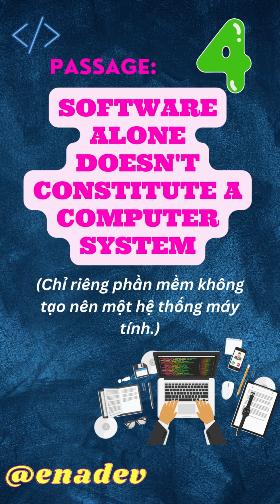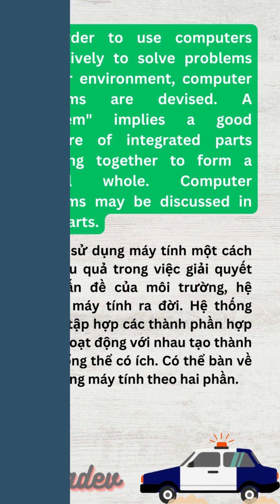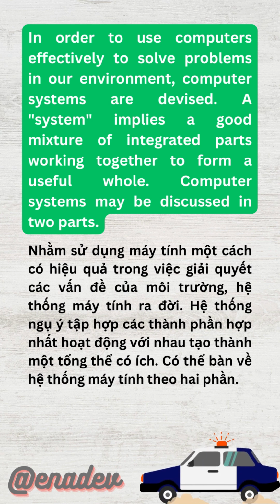Software alone doesn't constitute a computer system. In order to use computers effectively to solve problems in our environment, computer systems are devised. A system implies a good mixture of integrated parts working together to form a useful whole. Computer systems may be discussed in two parts.